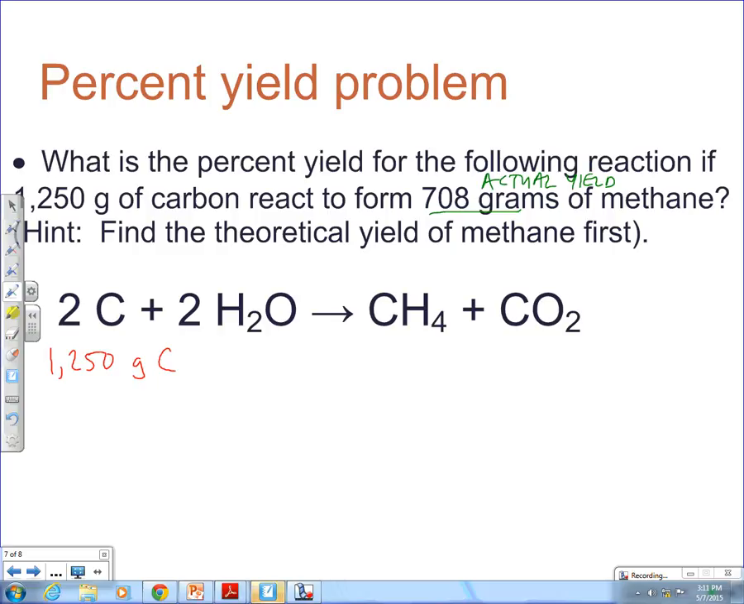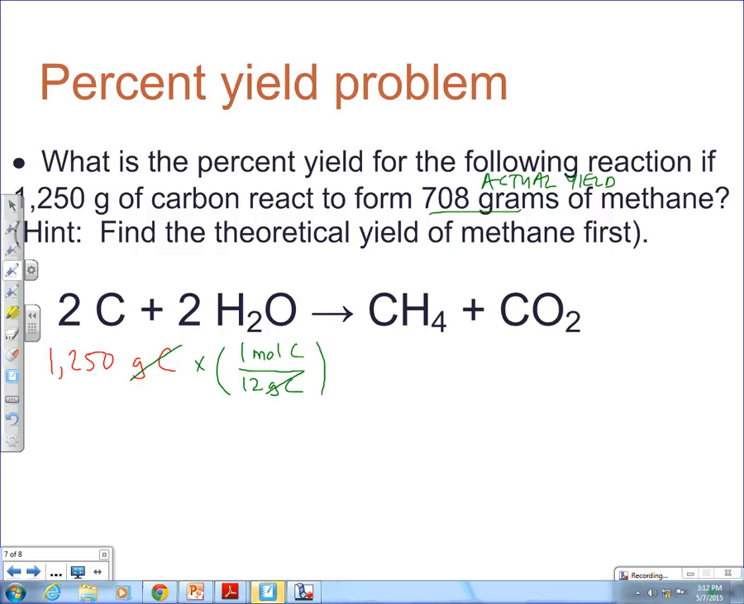So for now, let's just start with our amount of carbon and let's get our theoretical yield of methane using stoichiometry. I'm going to set up a string of equations. First, I convert my grams to moles. Carbon is 12 grams per mole. Make sure my units cross out.